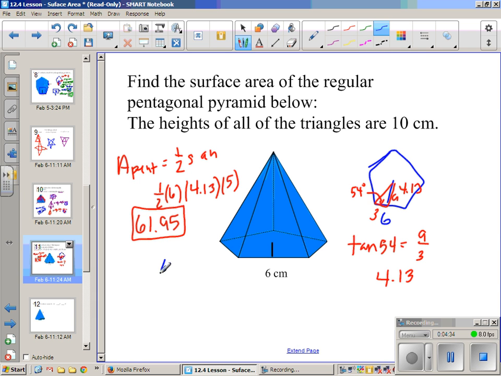Since this is a regular pentagon, meaning all sides are equal, all of these triangular faces are also equal, because they all have a width of 6, because that's the length of this pentagon side. And it's also where the triangle meets. And then it says the heights of all the triangles are 10. And I have 5 triangle faces, because I need 5 for each one of my pentagon sides.